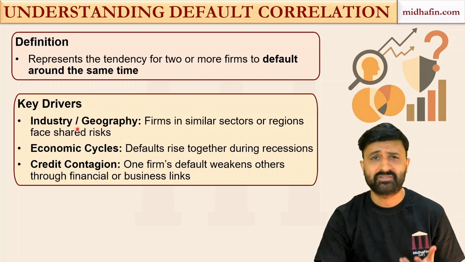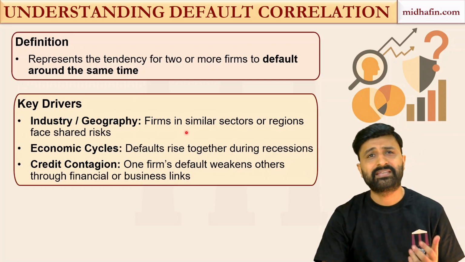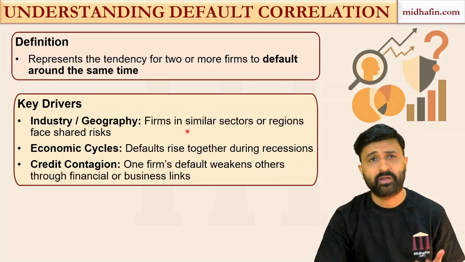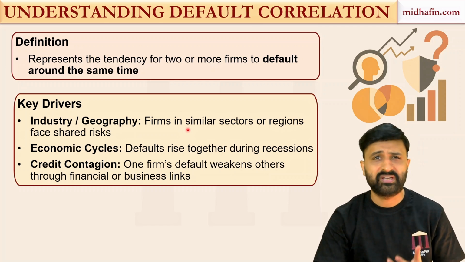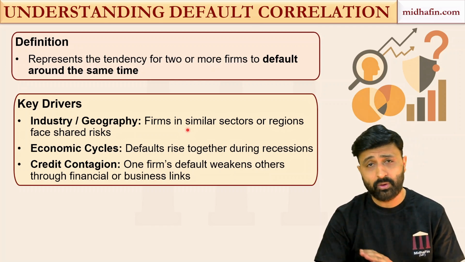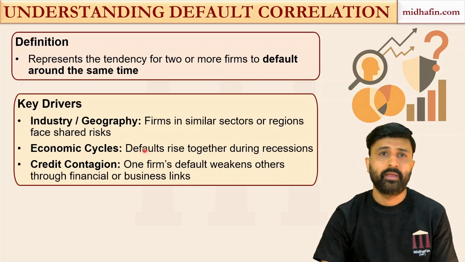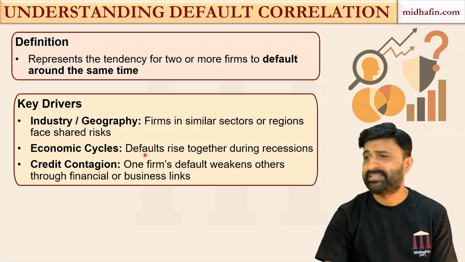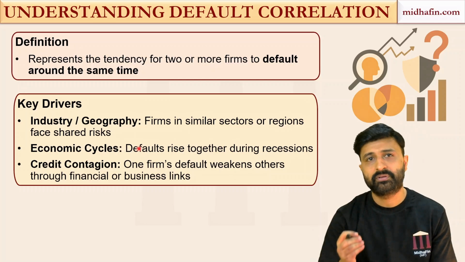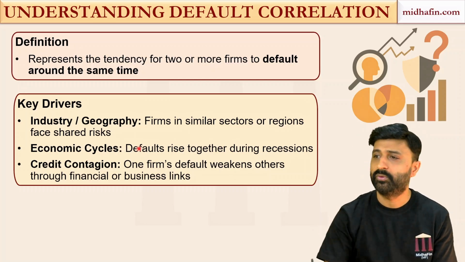First is, of course, industry and geography. Firms in the same space share the same economic winds. Any regulatory change or a commodity price drop can hit all of them hard. Second, economic cycles. During recessions, liquidity dries up, revenues shrink, and defaults happen together.